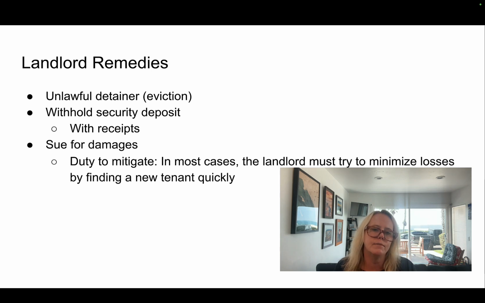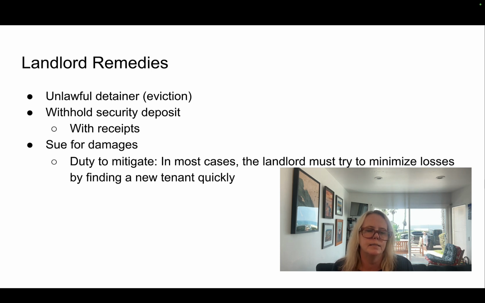For tenants that do leave and they have not kept their end of the bargain in terms of restoring the property back to its original condition, the landlord has the right to withhold the security deposit, but they have to provide receipts for what the security deposit was used for. A landlord has 21 days in California to return your security deposit with receipts and with an itemized list of what they spent your security deposit on to fix. Landlords also have the right to sue for damages.